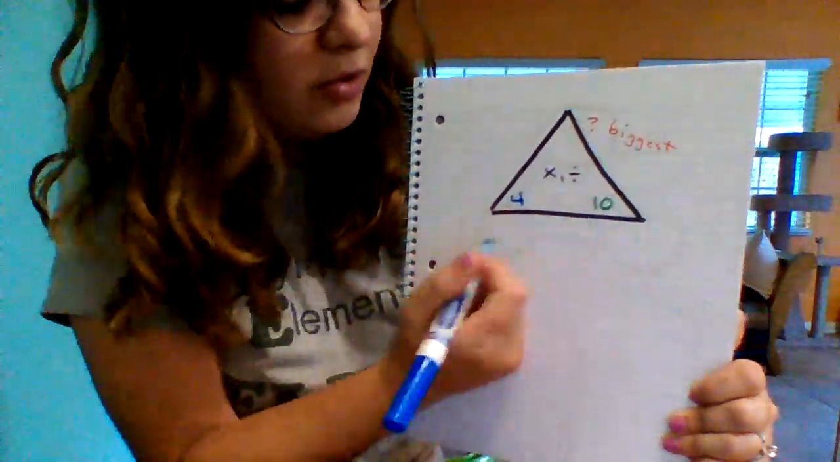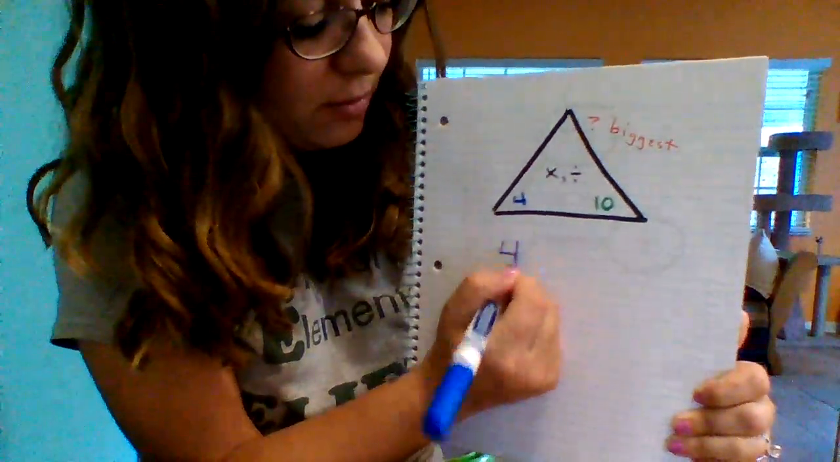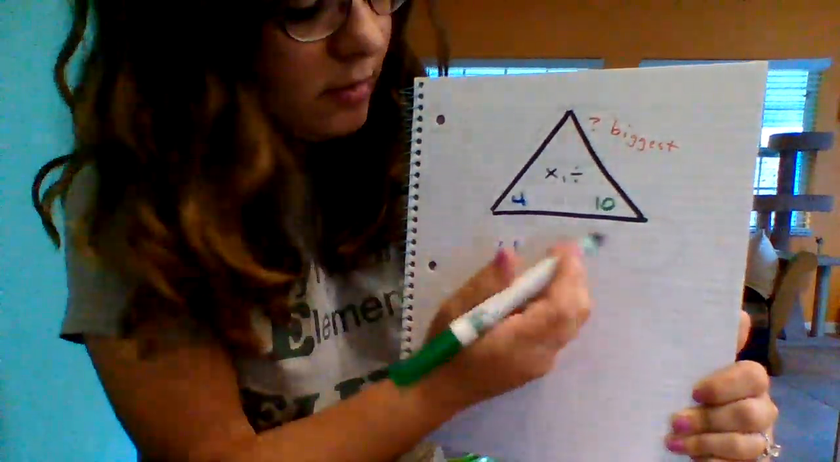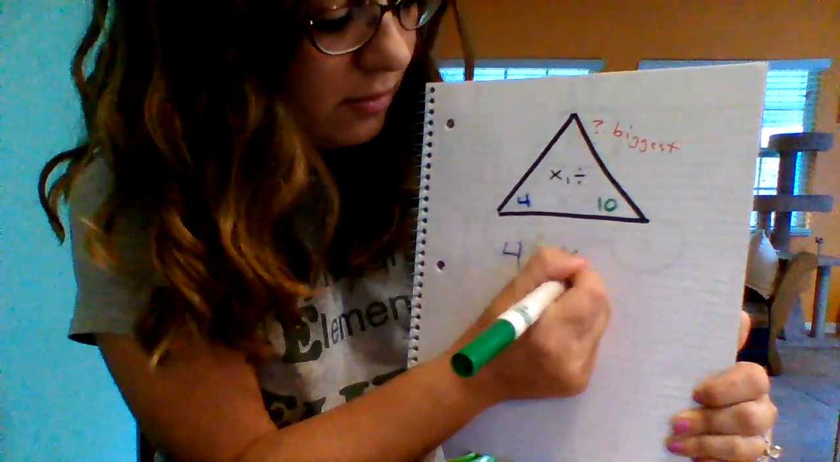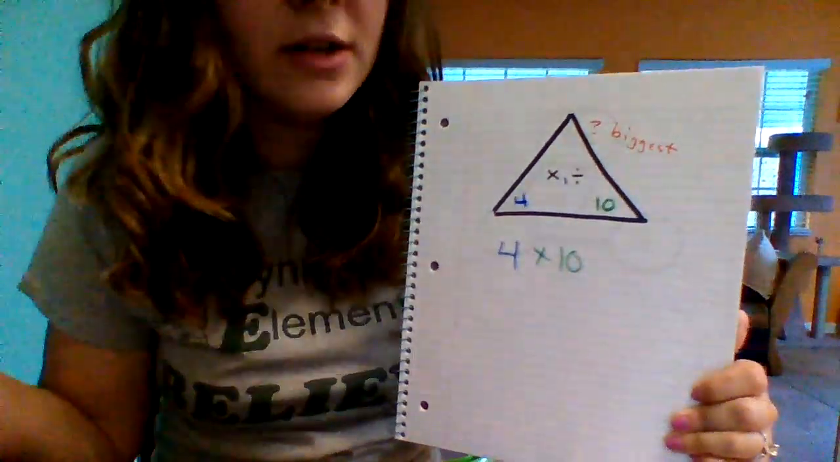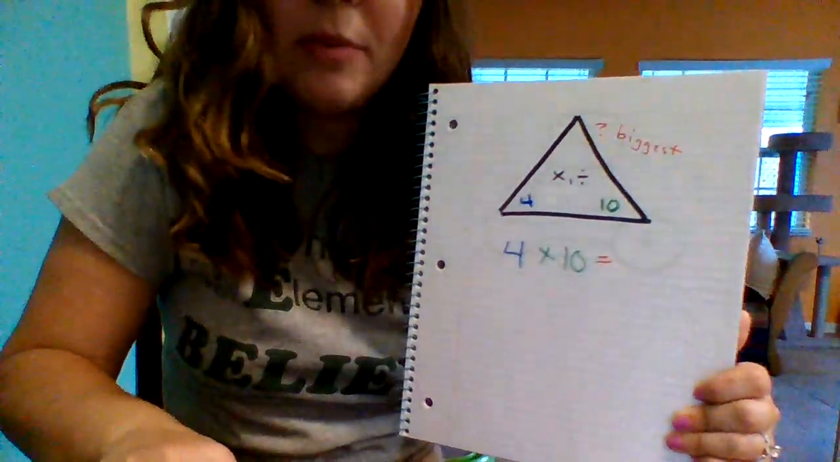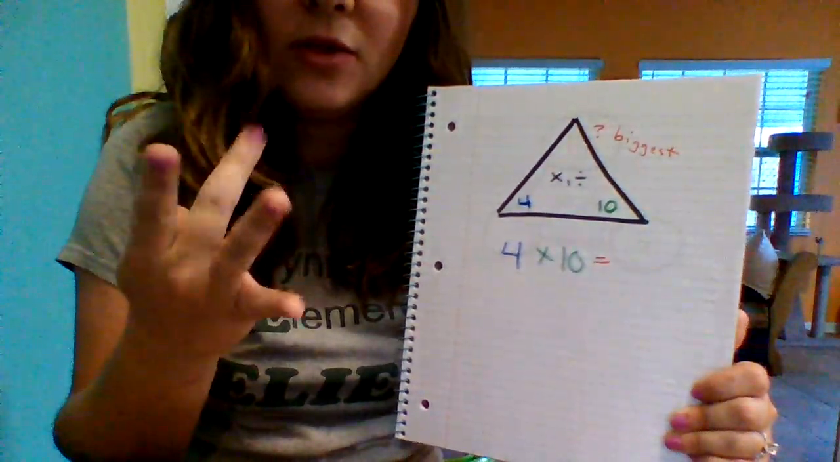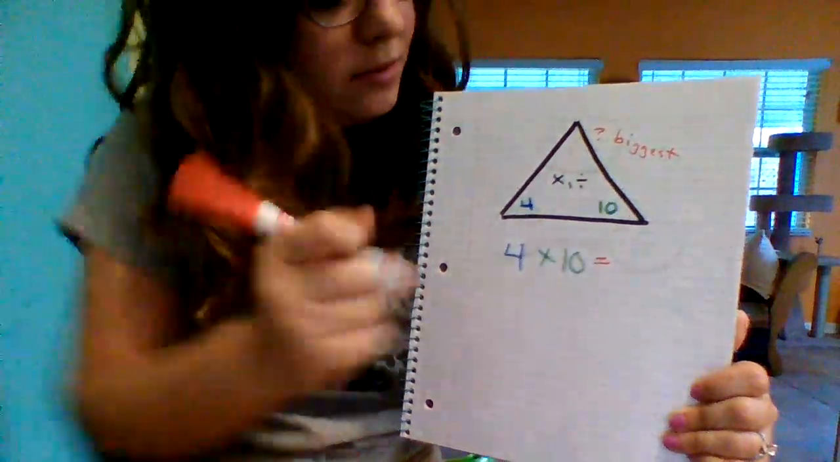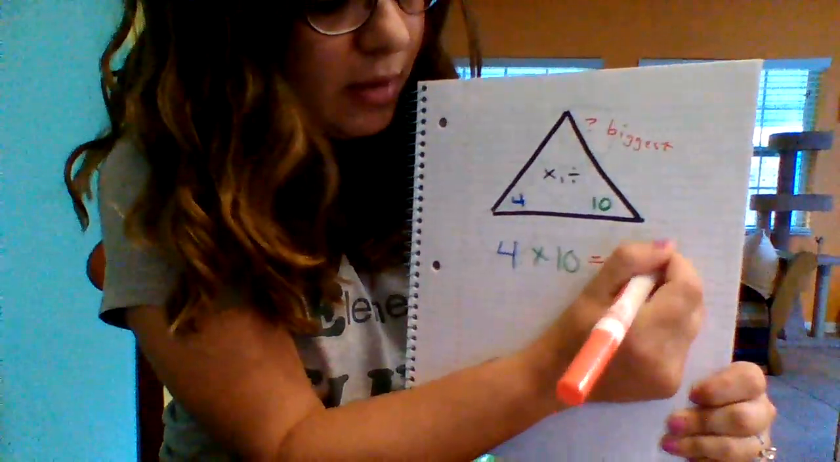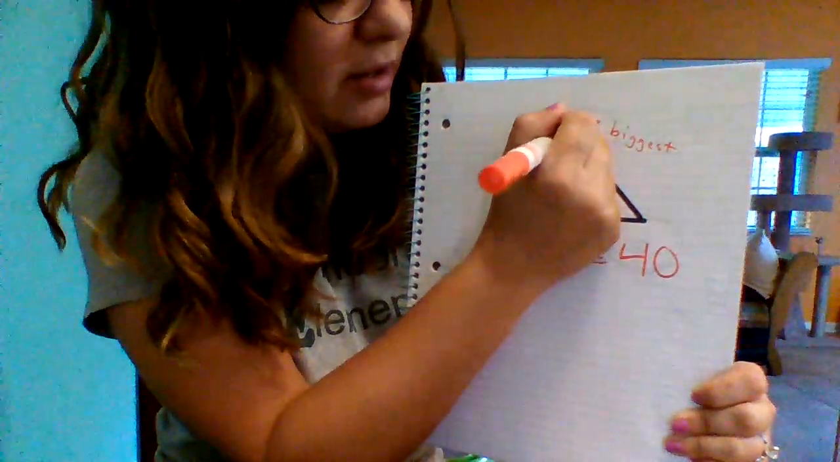We can use the two numbers we're given, 4 times 10, to help us find the largest number. Do you know what 4 times 10 is? If not, you can count by 10s 4 times, right? 10, 20, 30, 40. 4 times 10 is 40. So we know 40 must be the missing number in this fact family.